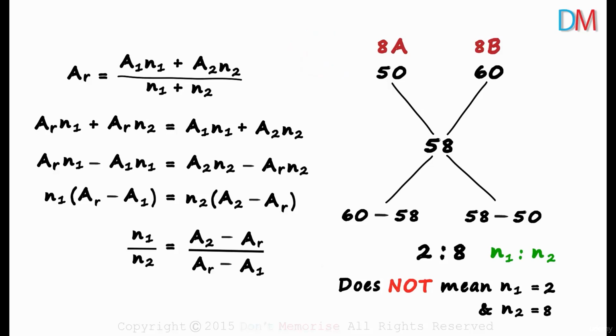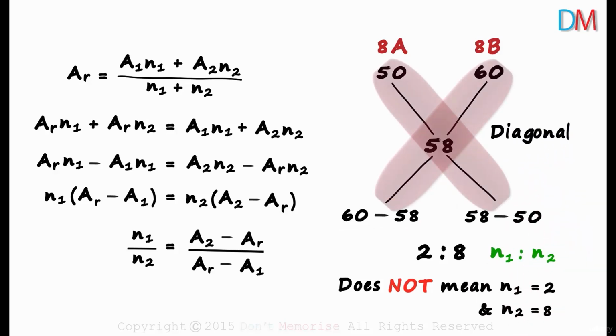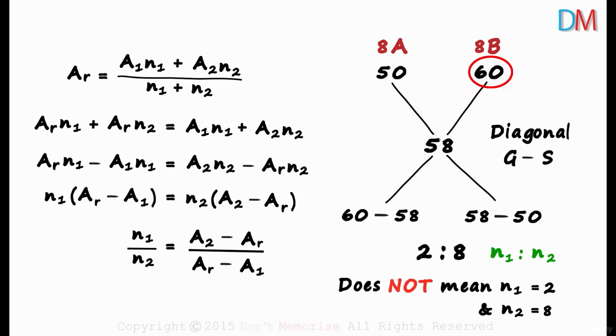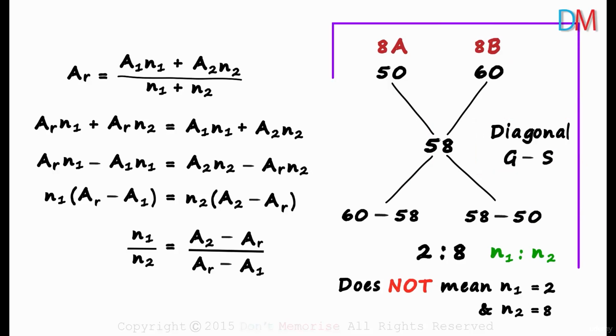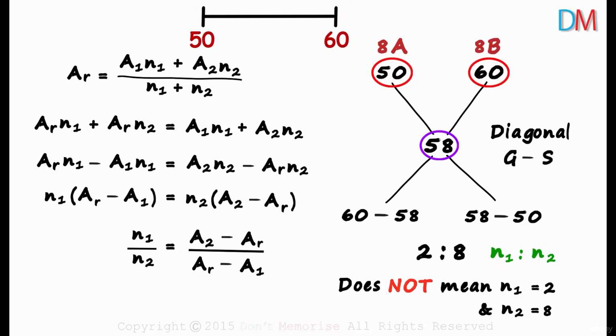We just need to know two things. First, both operations are done diagonally. Second, we always write greater minus smaller in each case. 60 minus 58 and 58 minus 50. These are the only things you need to know once you have written the given data. This is one of the fastest techniques that will give us the ratio N1 to N2. And remember, the overall average will always be between the two given averages. That's obvious as the weighted average cannot be beyond this range.